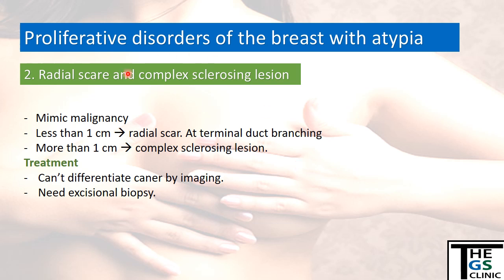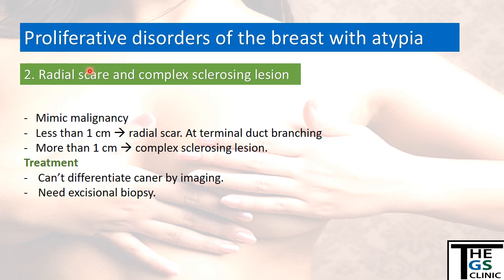So the radial scars and the complex sclerosing lesions are pathologies that are the same in the histological criteria. So what is the difference between the complex sclerosing lesion and radial scar? It's just the size. If it's less than 1 centimeter, we call it a radial scar. But if it is more than 1 centimeter, we call it a complex sclerosing lesion.